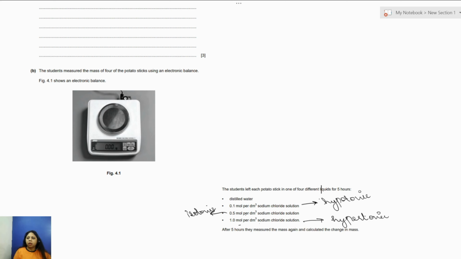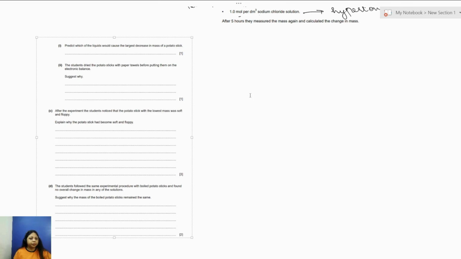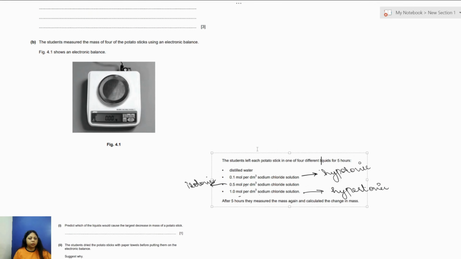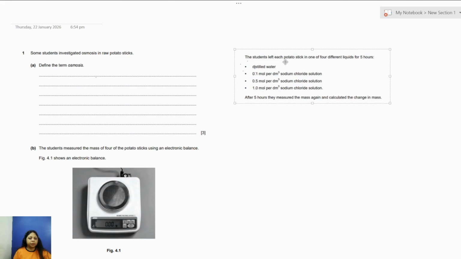And then we'll observe the changes. Now this is a whole question. You have to design the experiment and then you have to tell the results. So if the question is how would you design an experiment to check osmosis in plants, let's say it is 6 marks.